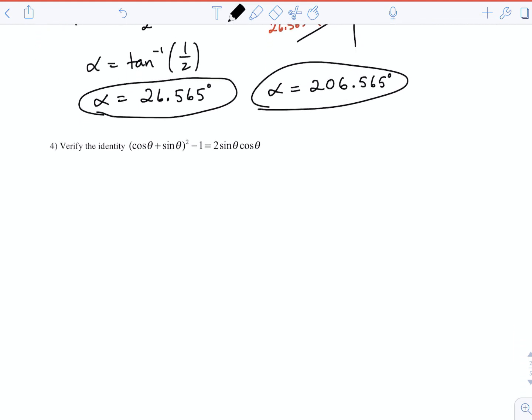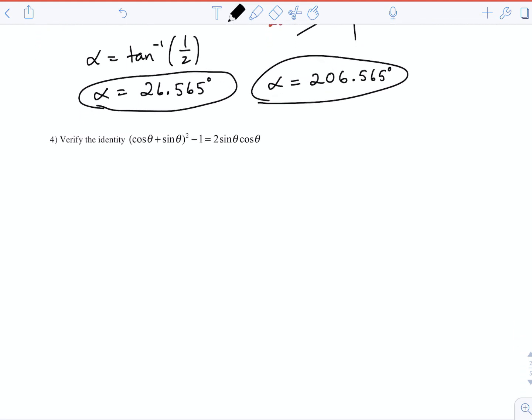Then on to some verifying identity. So with verifying identities, you should start with the side that has more stuff. That's going to be the left side. And then simplify it until it looks just like this one, 2 sine cosine. So starting on the left side, cosine of theta plus sine of theta squared means take cosine of theta plus sine of theta and multiply it with another cosine of theta plus sine of theta. And then at the end of that, it says there's an extra -1.